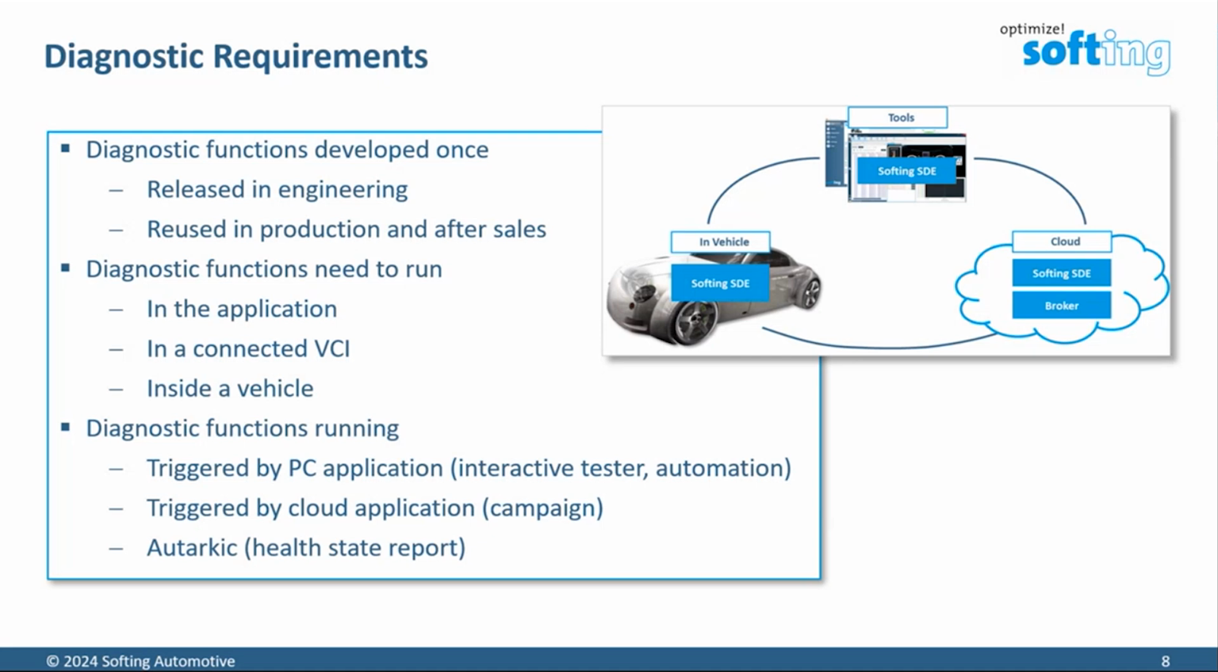These diagnostic functions, we need to trigger remotely, especially if they're on the VCI or inside of the car. So we trigger them from a PC application in case we have an interactive tester where a user sits in front of the tester and we have a back and forth. We also trigger this in cases where we have automation. In other use cases, we need to trigger it from the cloud, for instance, campaign management, fleet management. If you want to update your fleet to a specific software version, specific ECUs, you need to be able to trigger it from the cloud inside of the vehicle. And thirdly, we also have the autarkic use case. In this use case, the vehicle itself can, for instance, decide when it's in a safe state, create a vehicle health report, and upload it itself to the backend without being triggered externally.